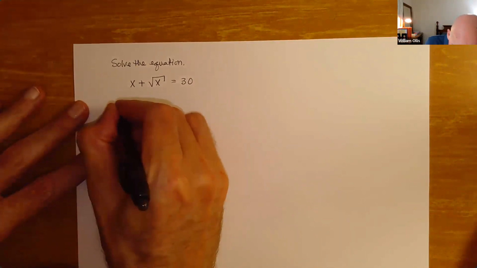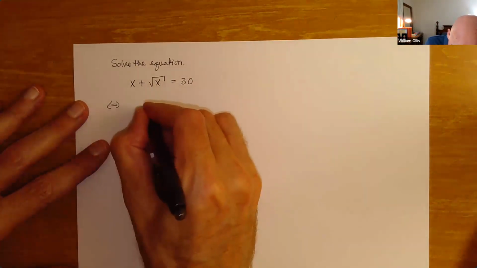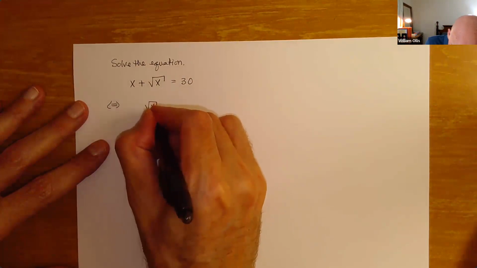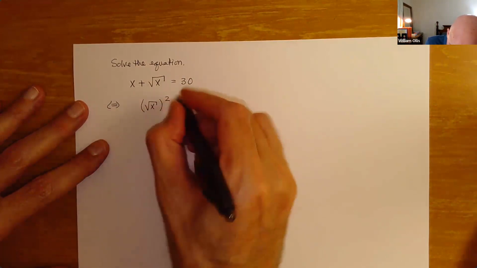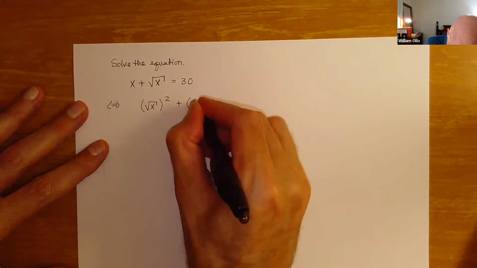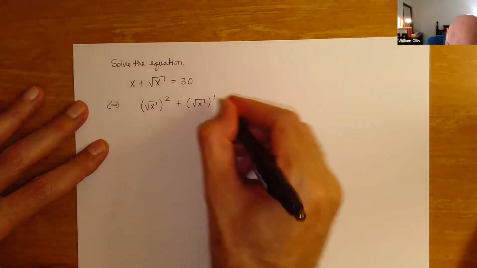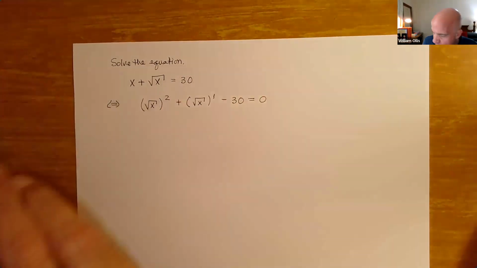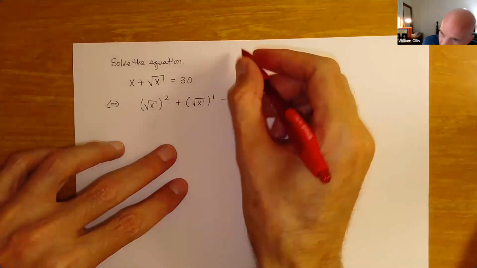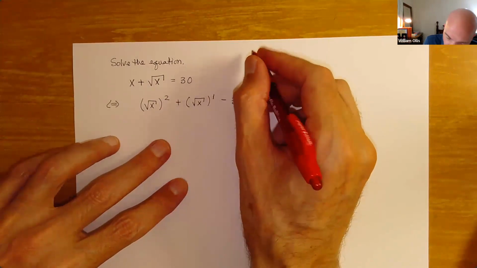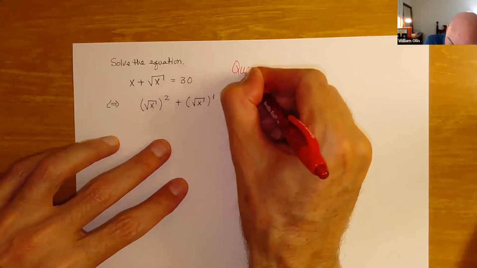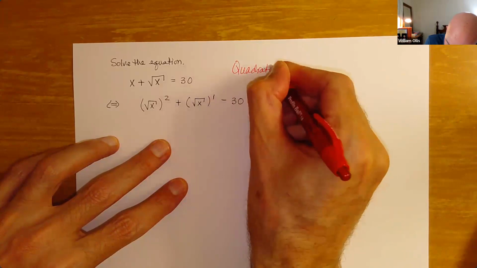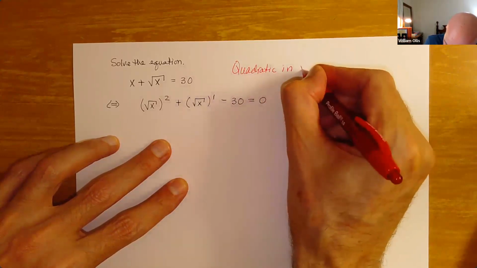So if you wanted, we could, just to kind of add some extra notation, put the 2 here, the 1 here, and then of course transpose the 30, and of course it's fairly simple. This is a simple equation, but it has an interesting twist to it at the end. So we'll say quadratic in the square root of x.